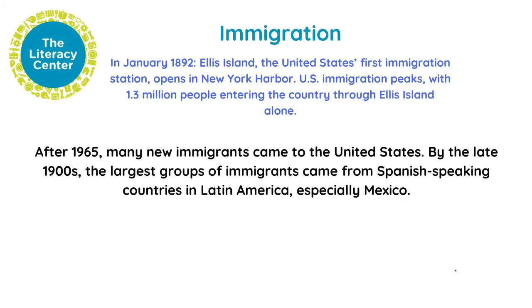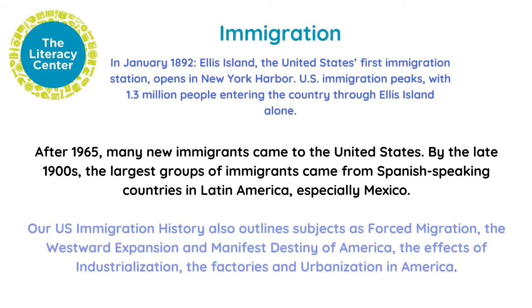After 1965, many new immigrants came to the United States. By the late 1900s, the largest groups of immigrants came from Spanish speaking countries in Latin America, especially Mexico. US immigration history also outlines subjects such as forced migration, the westward expansion and manifest destiny of America, the effect of industrialization, the factories, and urbanization in America.